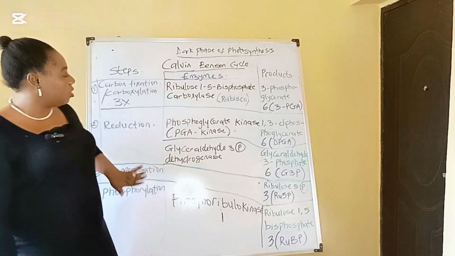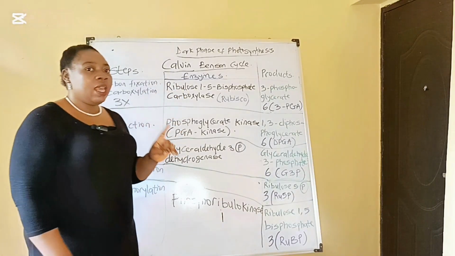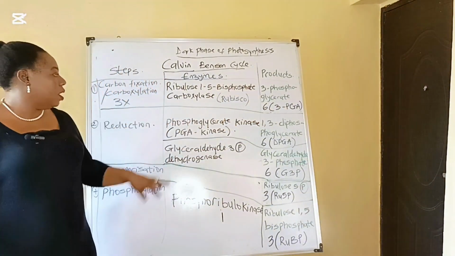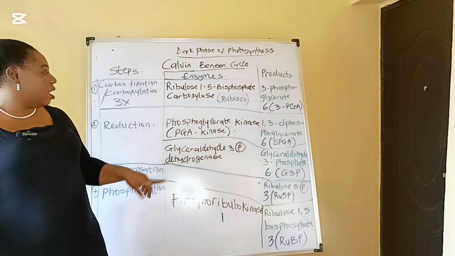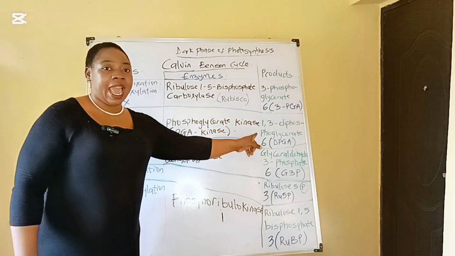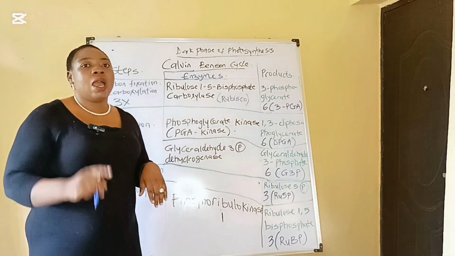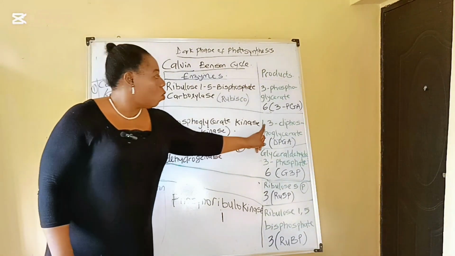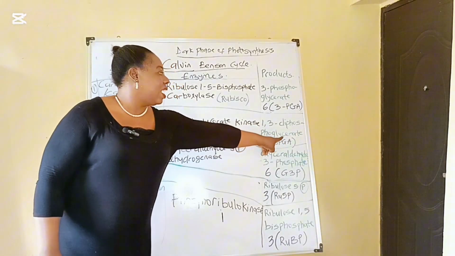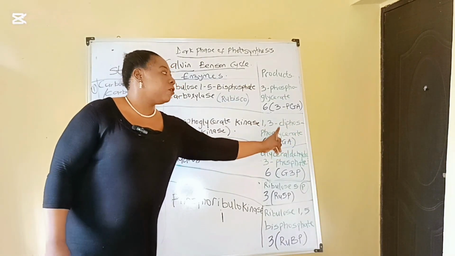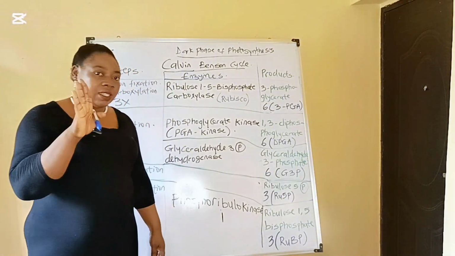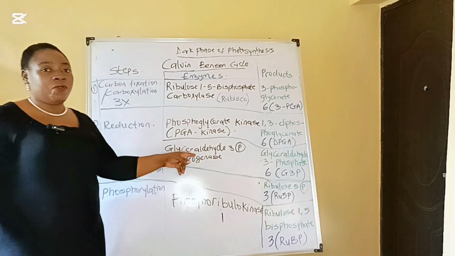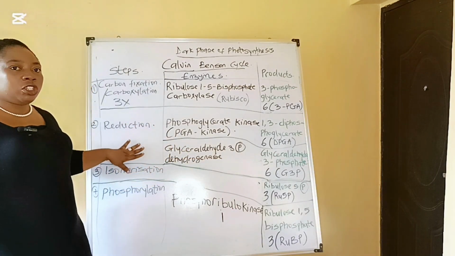The second step is the reduction step. In the first reaction, which involves our product and ATP, the enzyme that catalyzes the reaction is phosphoglycerate kinase. Then the product that we will get from that first step of reduction is 1,3-diphosphoglycerate, but we are getting 6 of that, so that's why I wrote 6 DPGA. Now, the second step in that same reduction phase.